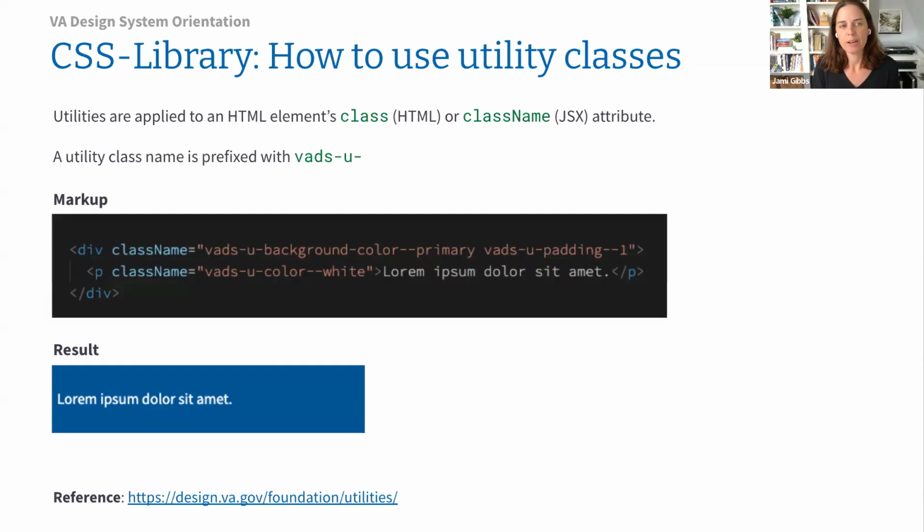And in this example, I have some markup where there's a div that's wrapping a paragraph. The div is given a background color of blue as well as some padding. And the paragraph's text is colored white. So in order to do that without writing any extra CSS, I can just use some utility classes: vads-u-background-color-primary, which makes the background blue, vads-u-padding-1, which adds padding around all sides. And in the paragraph element, vads-u-color-white turns the text white.